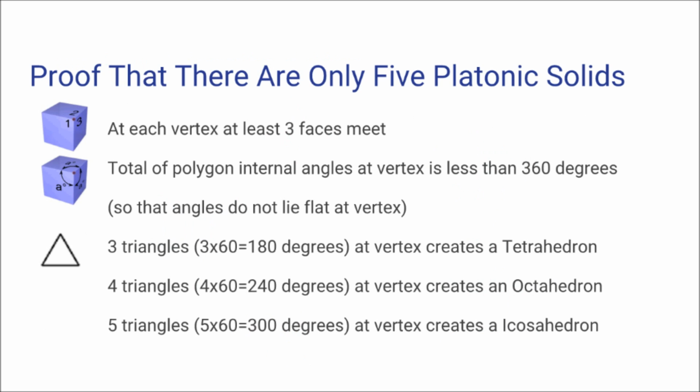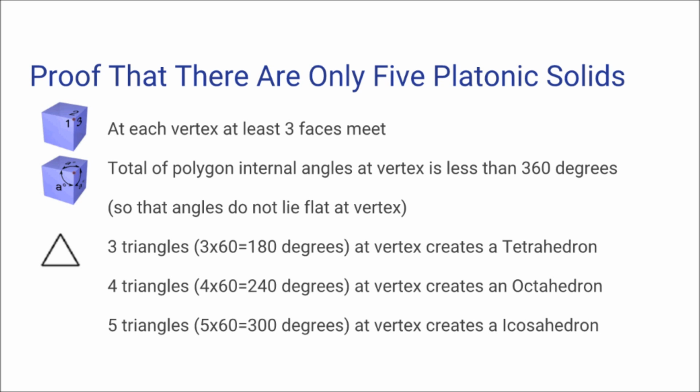The simplest geometric proof that there are only 5 Platonic solids is based on vertex angles. To create a 3D polyhedron, at least 3 polygon faces must meet at each vertex. To maintain a 3D polyhedron shape at each vertex, the sum of the vertex angles must be less than 360 degrees, because at 360 degrees the polygons would lie flat in a 2D plane.